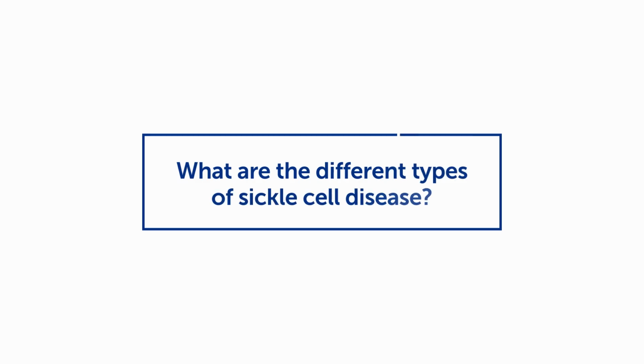It mostly affects children of African and Caribbean ancestry, but it's also found in people with Middle Eastern, Indian, Latin American, and Mediterranean heritage. What are the different types of sickle cell disease?